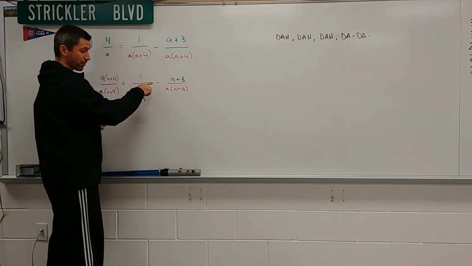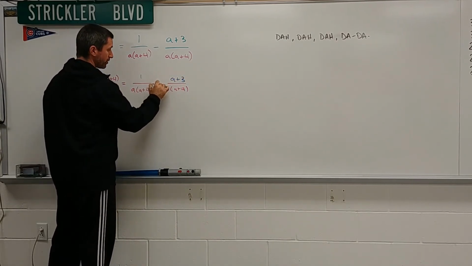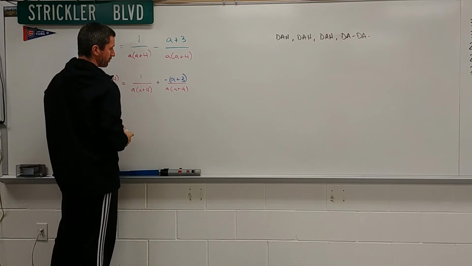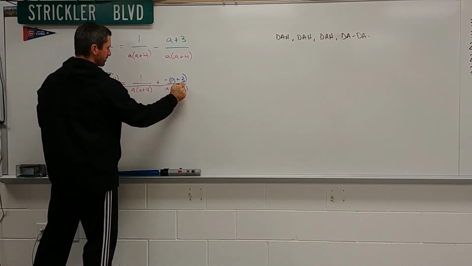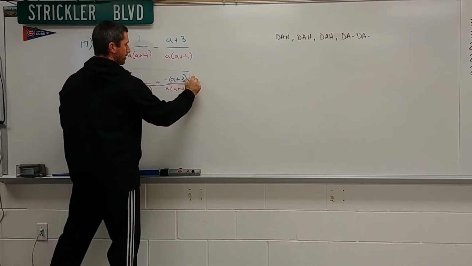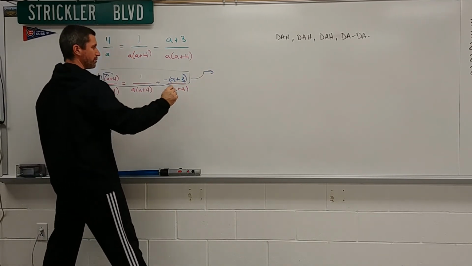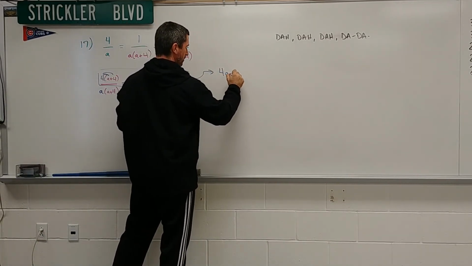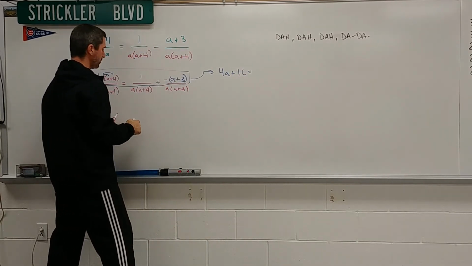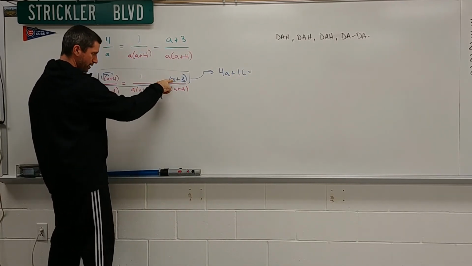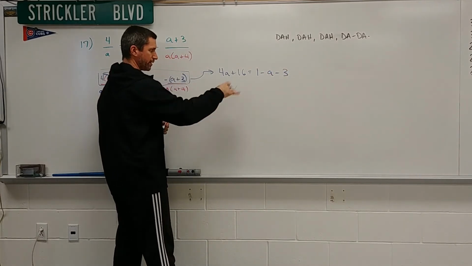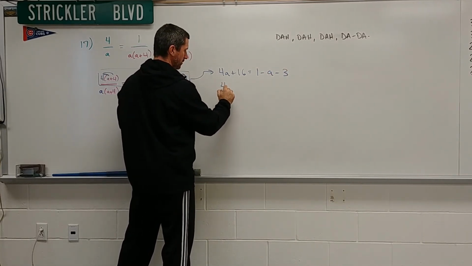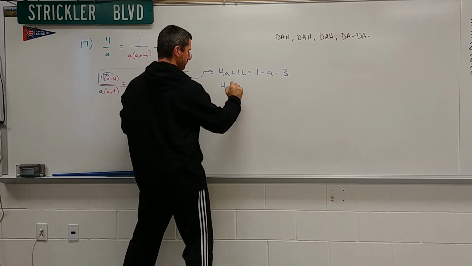Now this negative, we talked about this 3 times now, you want to do plus, minus, and distribute right there. Let's distribute here, take a look at just the numerator, and here we go. 4a plus 16 equals 1 minus a minus 3. All right, clean it up, solve it. See if you can beat me to the solution. Go.